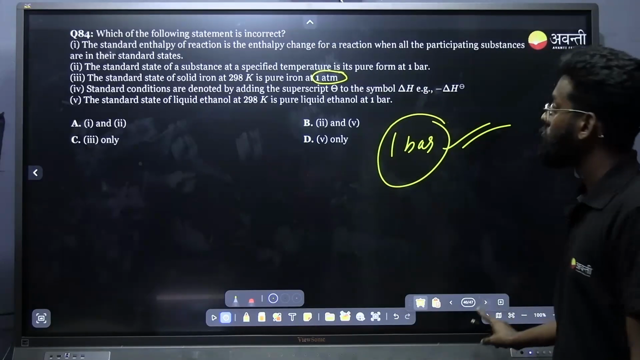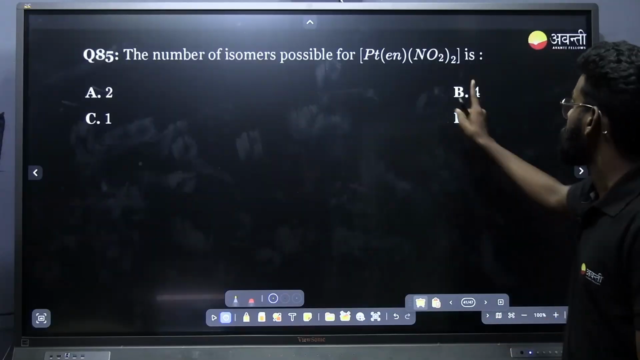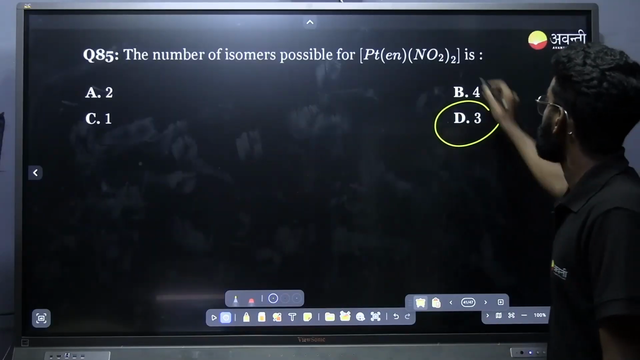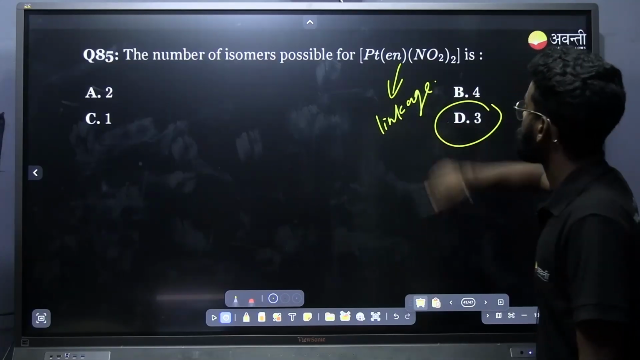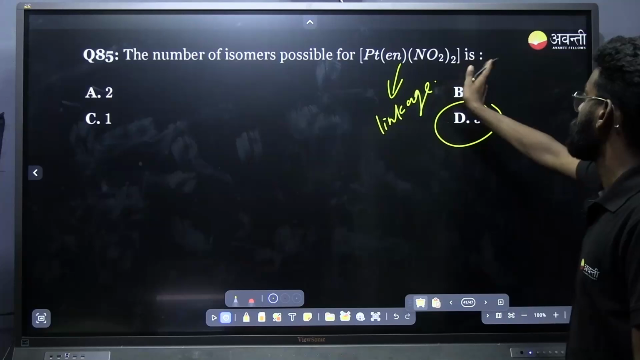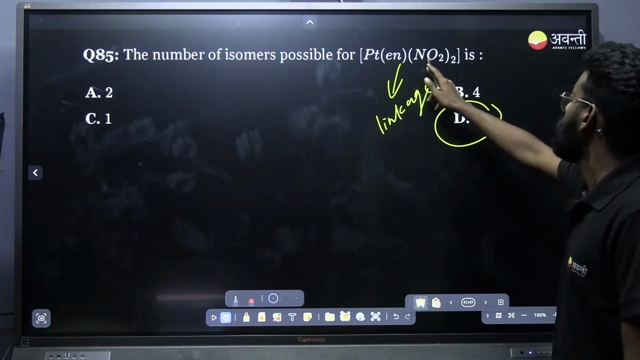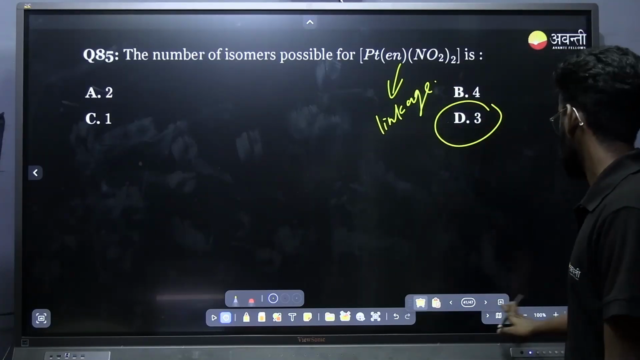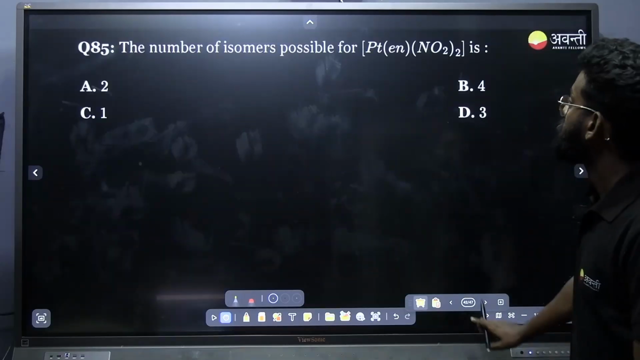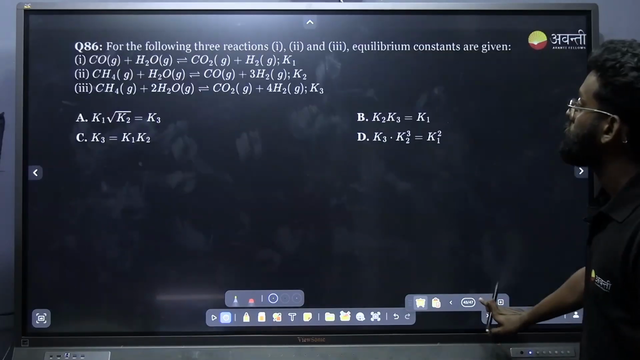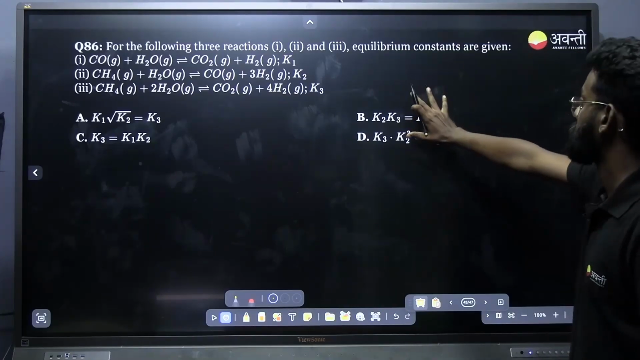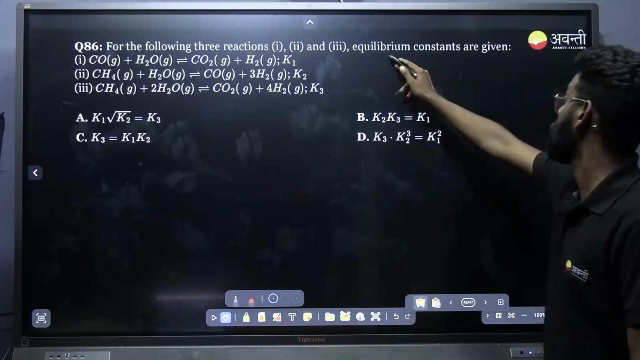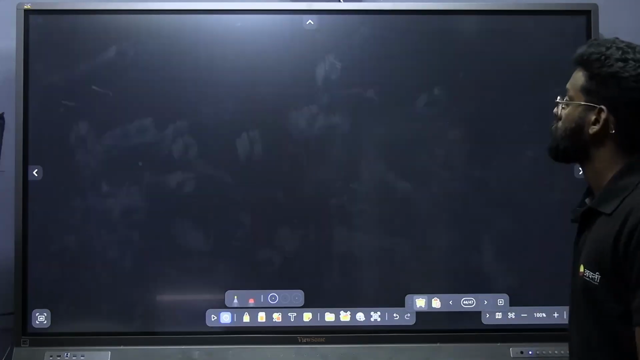Okay, now the next question, isomers. The number of isomers possible is 3, because here only linkage isomerism is possible, and you can see 3 linkage isomers here because there are two NO2 groups there. The remaining question is the same question only. This is also the same equilibrium constant question only. This I will solve in the next class, that is tomorrow's class. Equilibrium I will be taking in tomorrow's class.